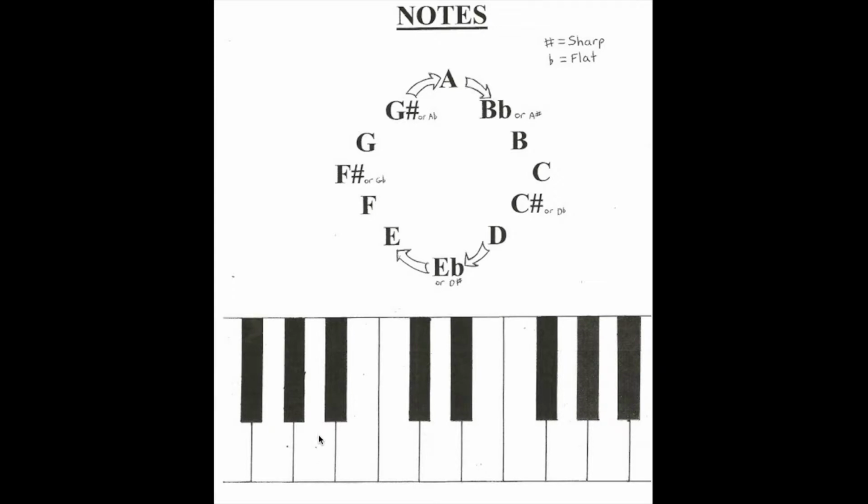So if we went through, we go A, B flat, B, C, C sharp, D, E flat, E, F, F sharp, G, G sharp, A. Cool, and then so on and so forth. You'd carry on down the keyboard.